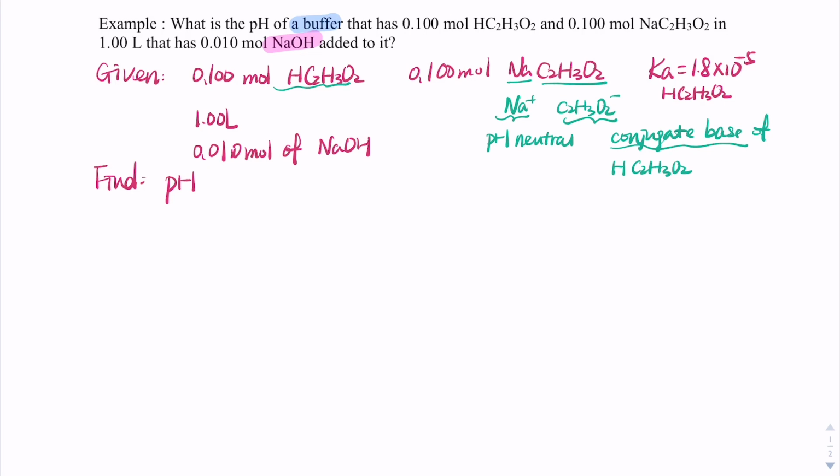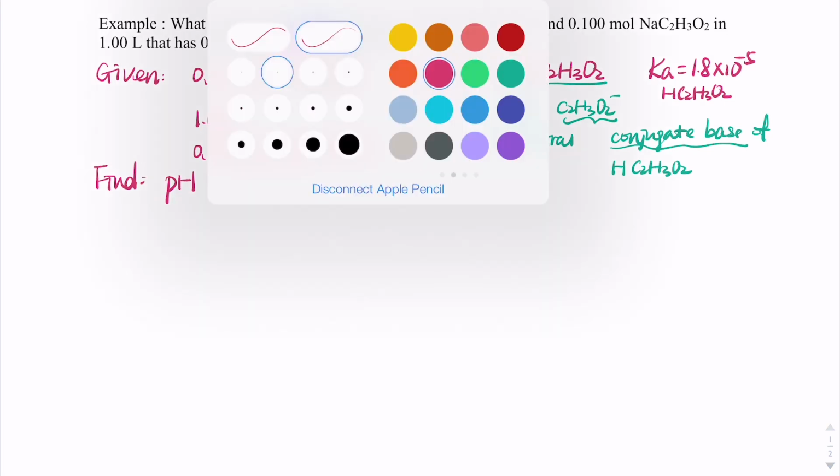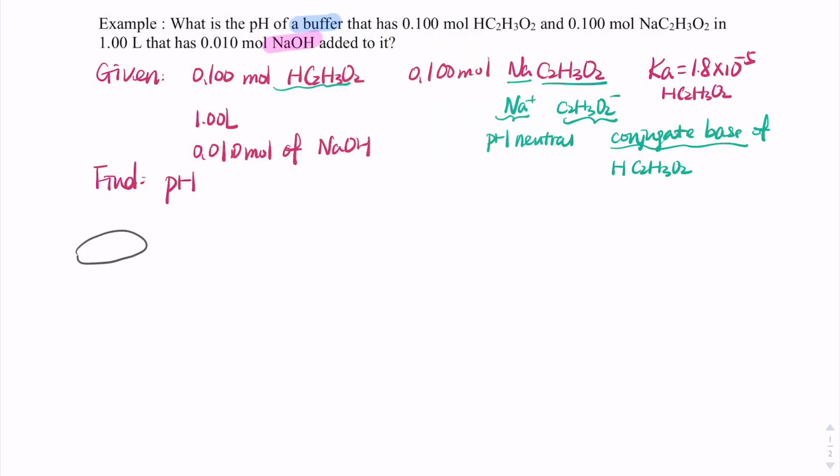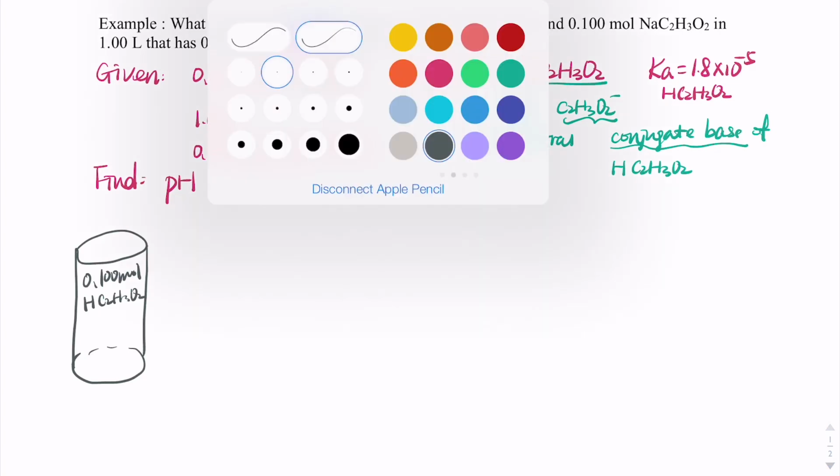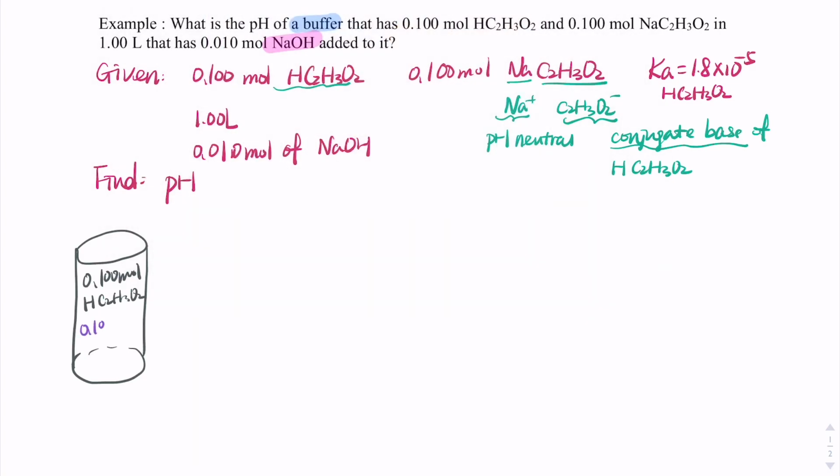Since you have a buffer, I'm going to draw a picture. You have a beaker, and this is what you have originally. You have that 0.1 mole of the weak acid and this 0.1 mole of its conjugate base. I'm just going to write out the main functioning ones for this buffer. So this is your buffer, and together these give you a buffer.